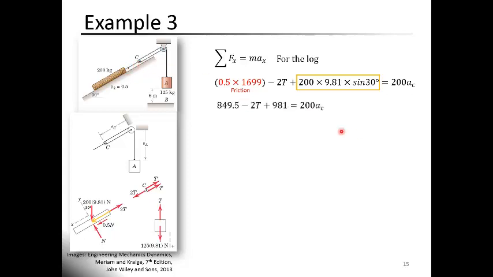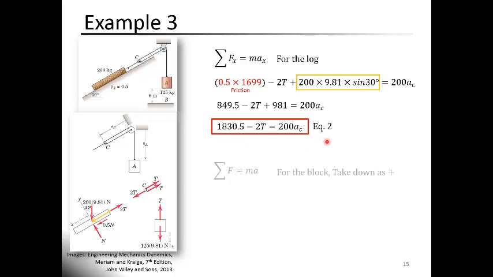Based on this equation, we have an equation, but we have two unknowns here: the acceleration AC and the tension T. And then if we go to the first equation, we see that we have another unknown, which is the acceleration AA. So we have three unknowns now: the tension T, the acceleration AC, and the acceleration AA. So we need three equations. So far we've got two equations. This is the second equation, so we require one more equation.